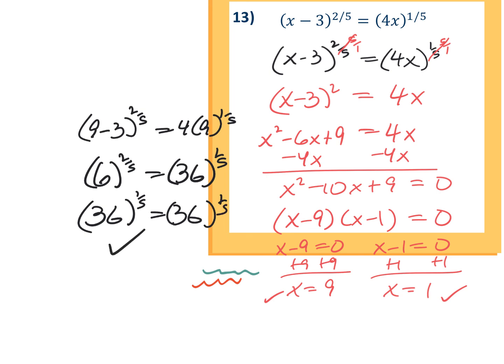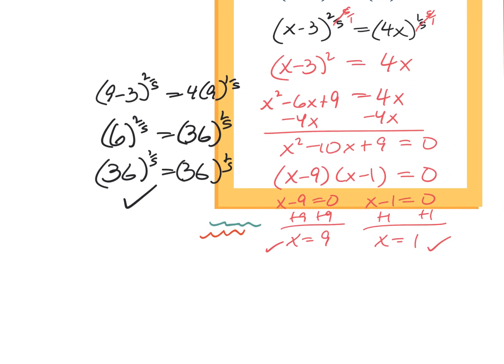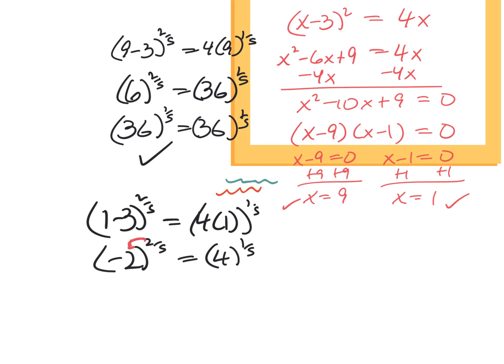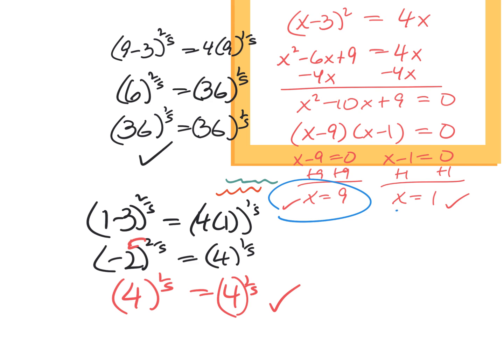So I don't need to worry about simplifying, just make sure that the two sides end up simplifying to the same thing. I can also plug in the 1, so I get 1 minus 3 raised to the 2/5 is equal to 4 times 1 raised to the 1/5. So negative 2 raised to the 2/5 power equals 4 raised to the 1/5. Again, apply the power first, turns into a 4, and then the 1/5 remains. And again, you have the same thing equals the same thing. So again, both answers here are good.